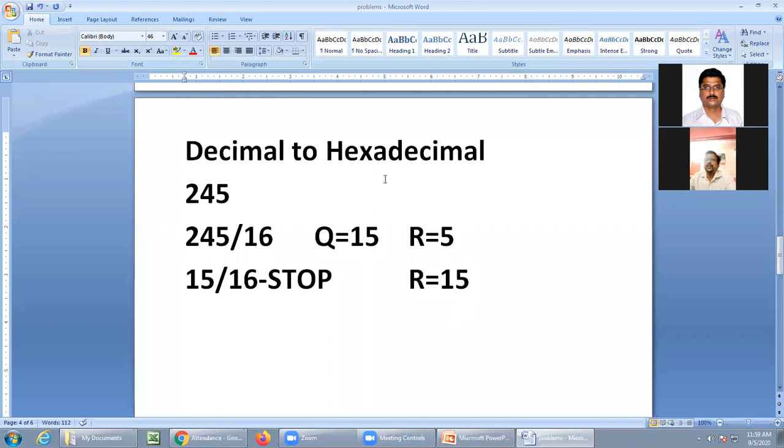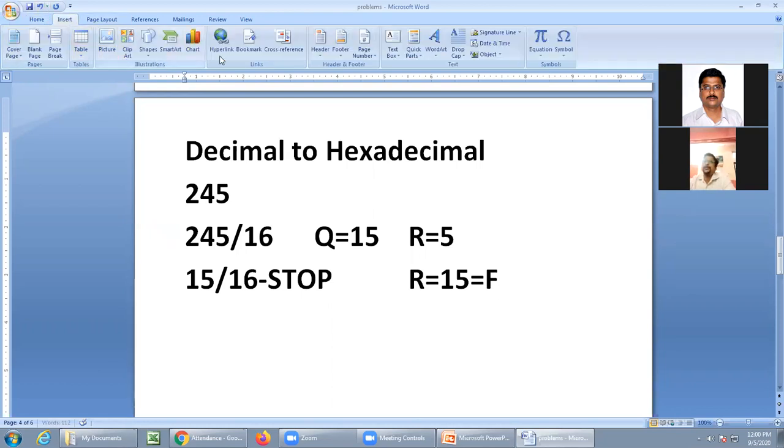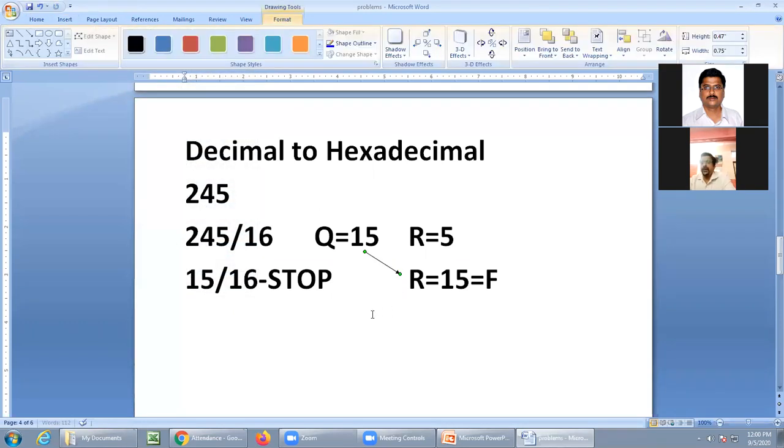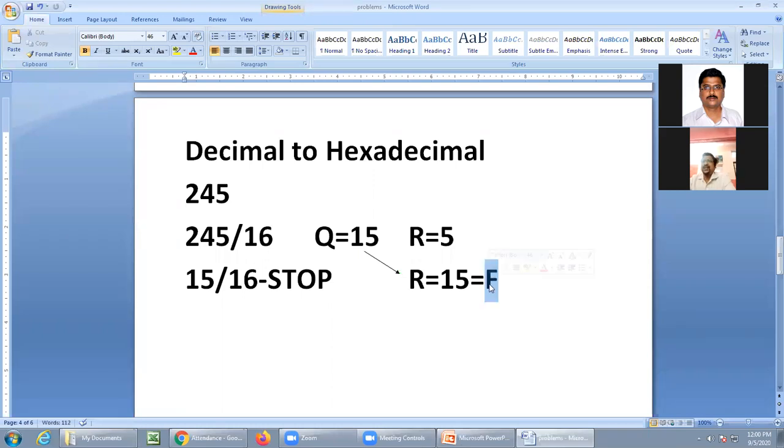No, because you are converting to a hexadecimal number. In hexadecimal, 15 must be written as F. You cannot write 15. Hexadecimal digits run from 0 to 9, after 9, 10 is A, 11 is B, 12 is C, 13 is D, 14 is E, 15 is F. So this quotient, whose value is 15, must be represented in hexadecimal.